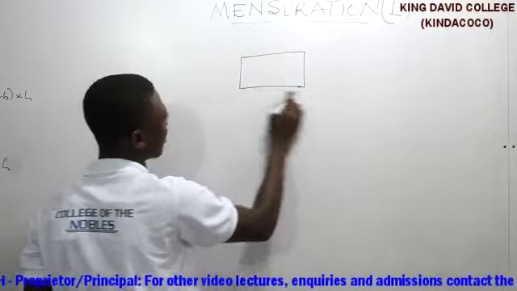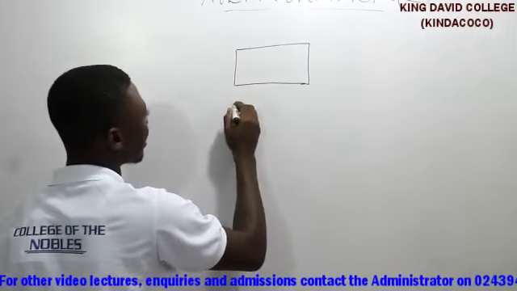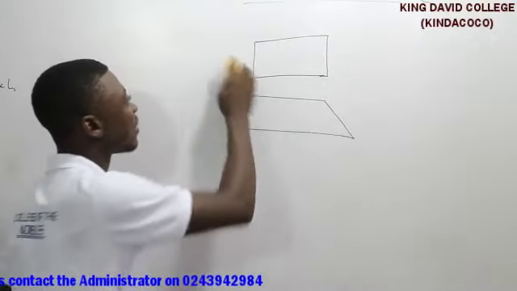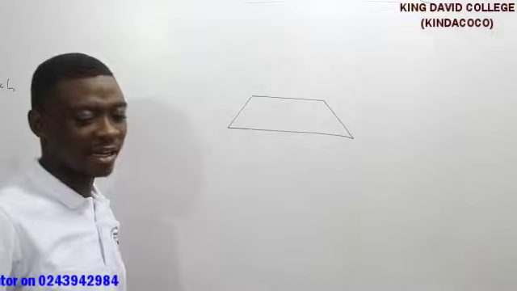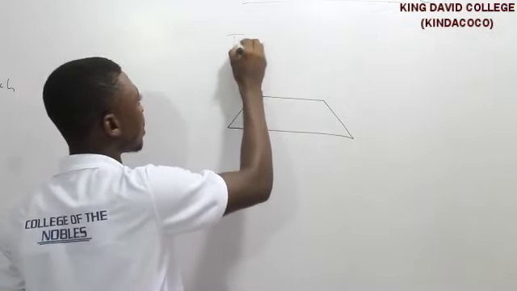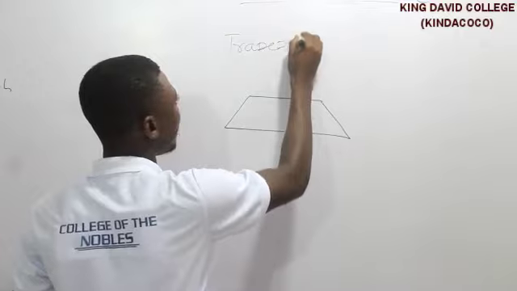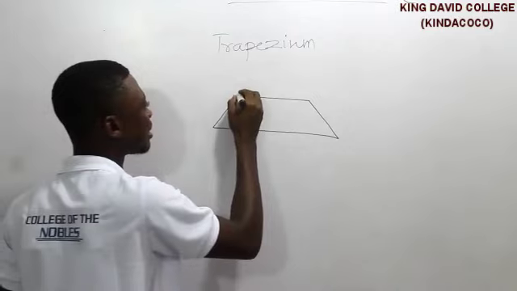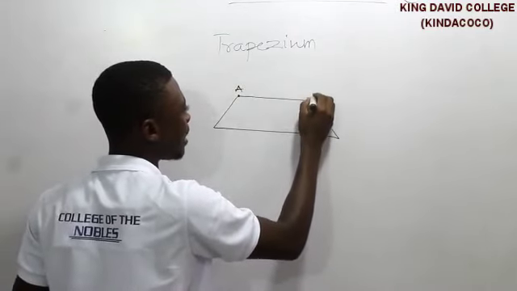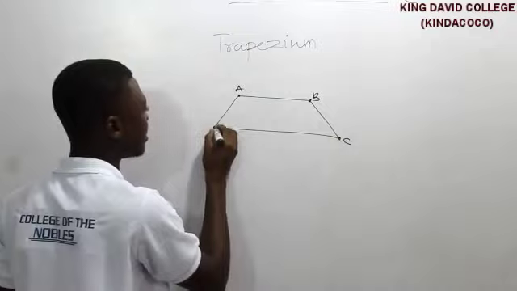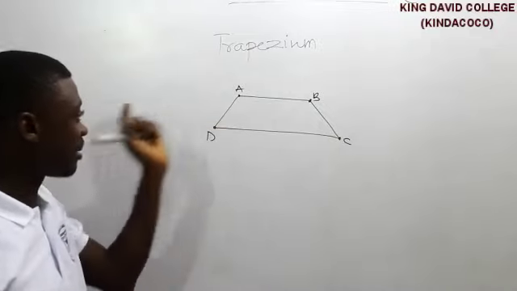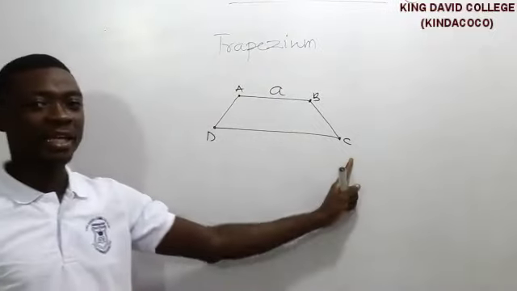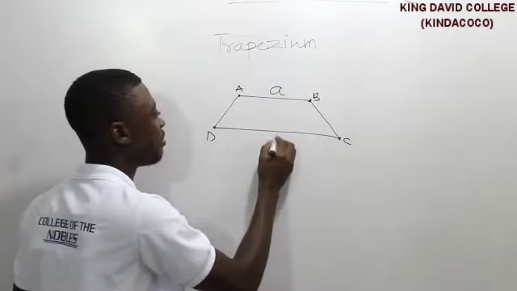Then we decide to stretch the base. Okay? So if you stretch the base, it will form something like this. So if you want to determine the area of a trapezium, then we have to label this. Let's say A, B, C, and D. Then we label this side AB as A, right? And then the base BC as B.